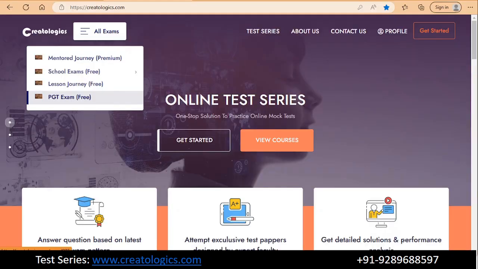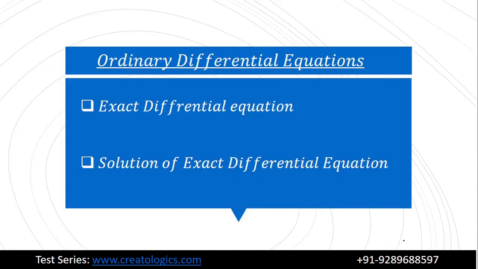Okay, so let's move on to our topic. Here we are going to cover exact differential equation, and if the given differential equation is exact, how to find its solution. So we will cover these two topics in this session. Okay, so let's see what we mean by exact differential equation.